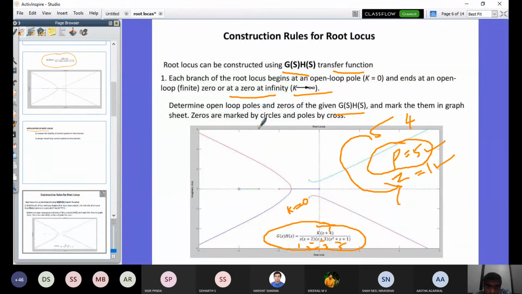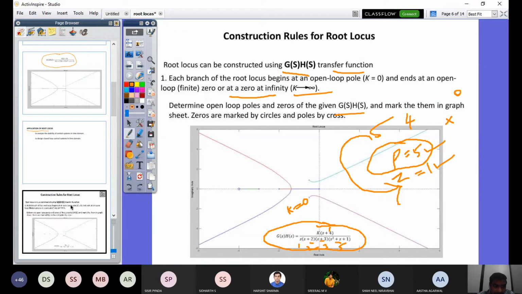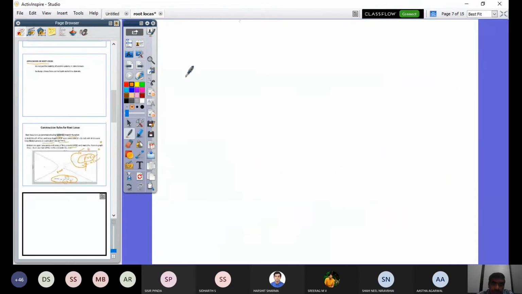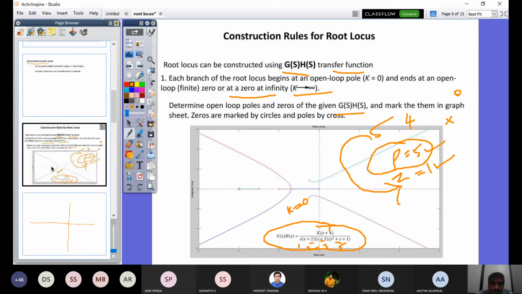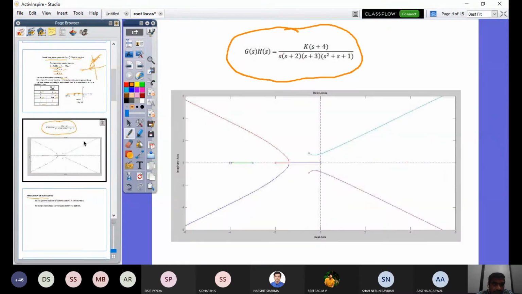Zeros are marked by a circle and poles are marked by a cross. Accordingly I will take it on the next page. So I will consider the S plane. What are the roots we have? Tell me, what is the transfer function we have?